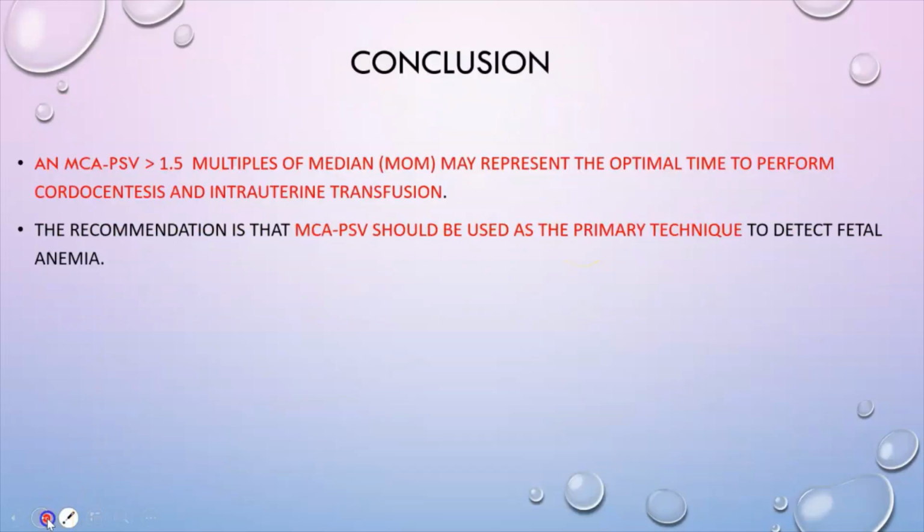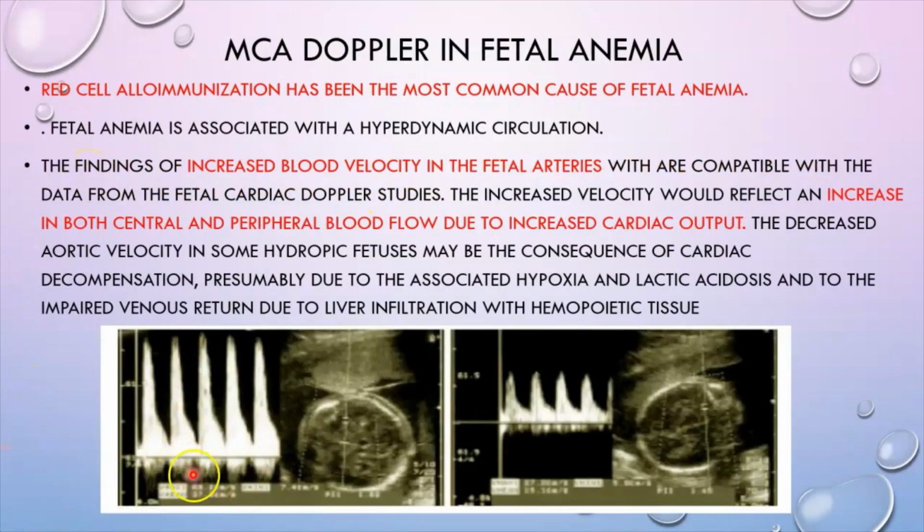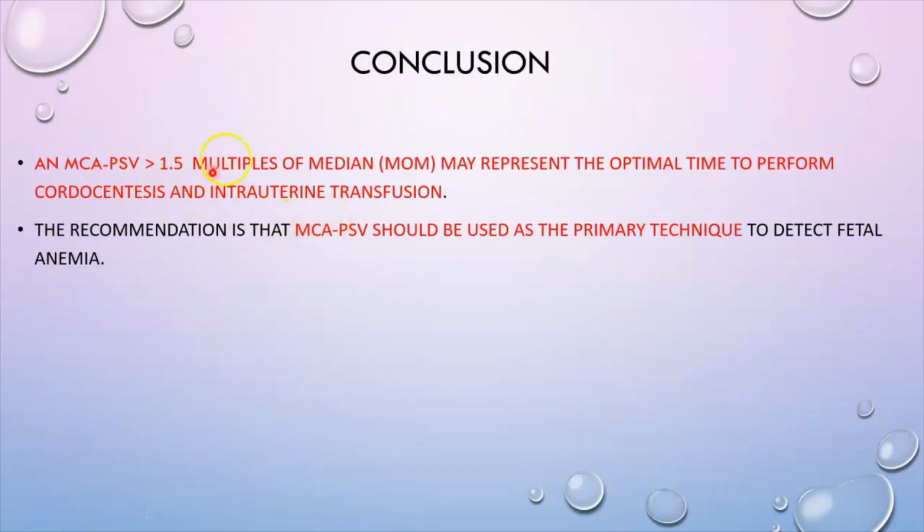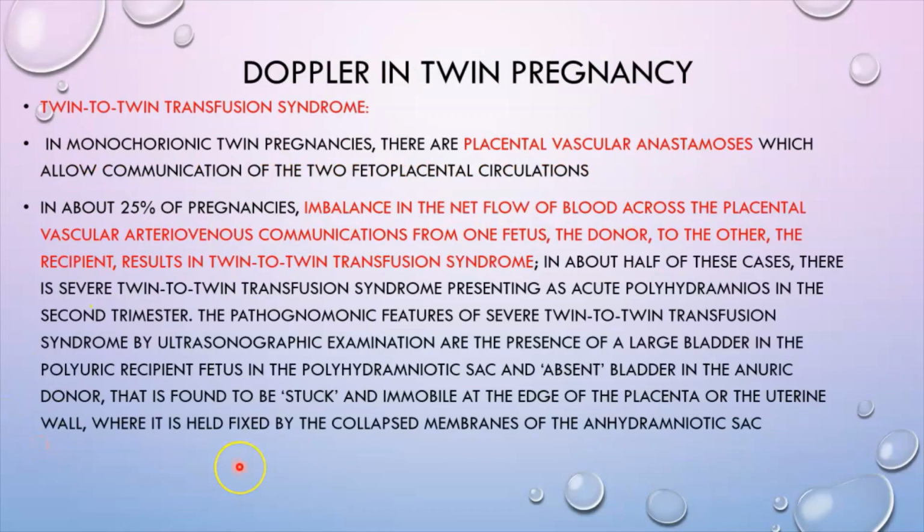The increased velocity would reflect an increase in both central and peripheral blood flow due to increased cardiac output. So the conclusion is that an MCA PSV, as you can see in this picture, is increased by more than 1.5 multiples of the median, and it may represent the optimal time to perform the cordocentesis and intrauterine transfusion. The recommendation is that MCA PSV should be used as the primary technique to detect fetal anemia.